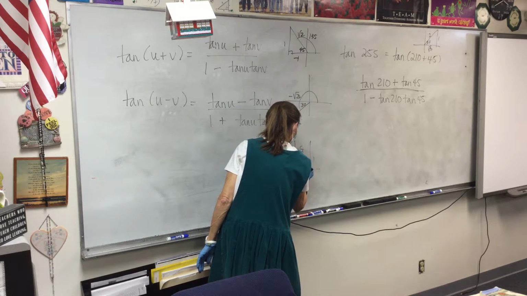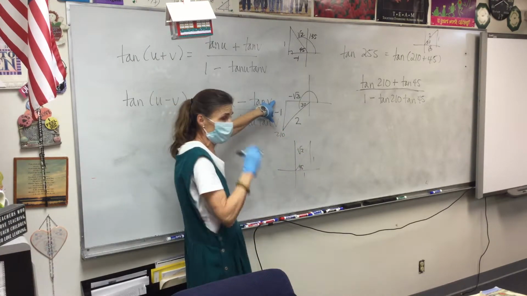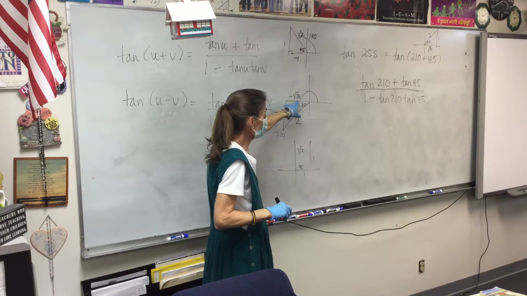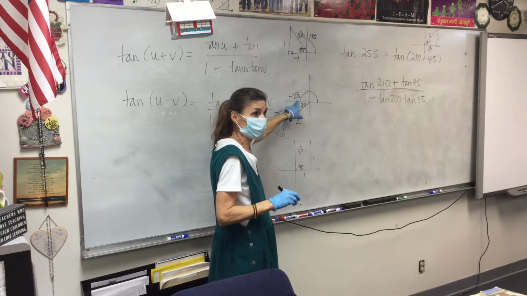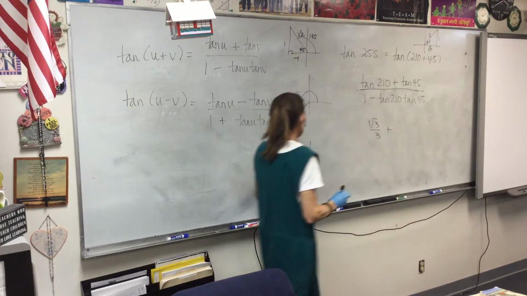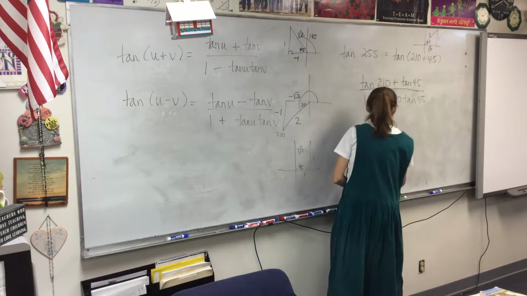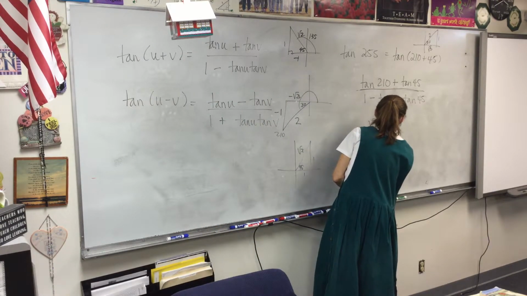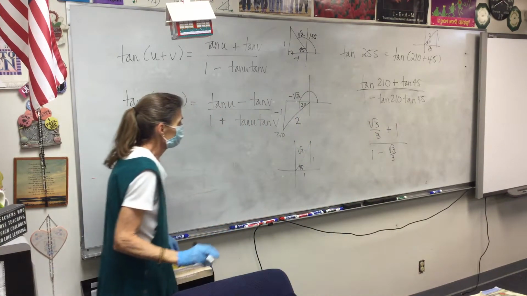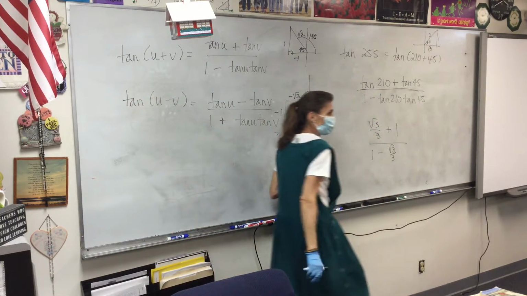45. There it is. So let's start plugging numbers in. What's the tangent of 210? 1 over root 3, which is root 3 over 3. What's the tangent of 45? 1. This is actually root 3 over 3 times 1. I just didn't write the times 1 part.